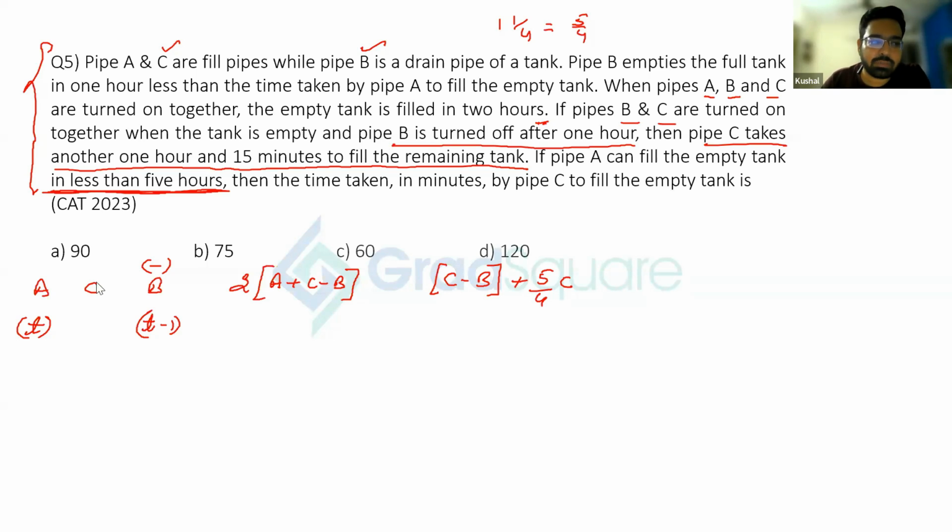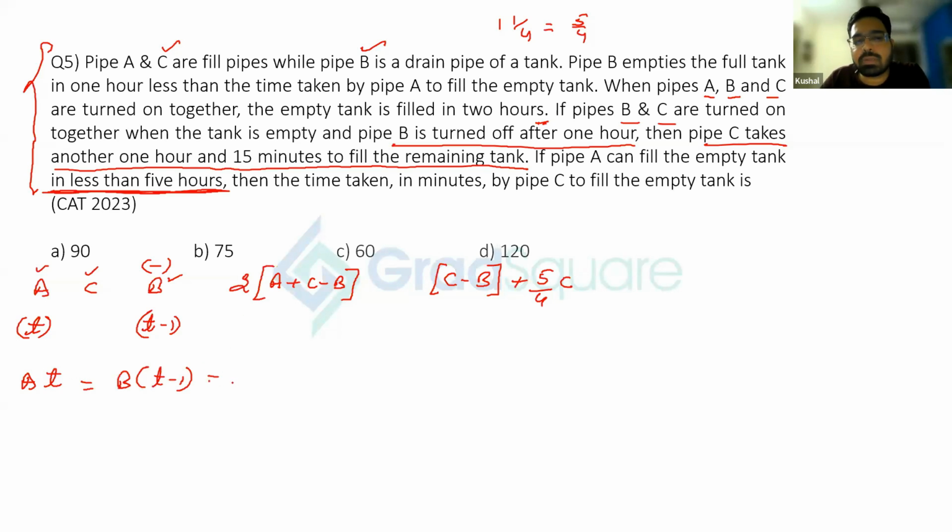Let me just frame those equations. Suppose A is the number of units of work done by pipe A in 1 hour, C is the number of units of work done by pipe C in 1 hour, and B is the number of units of work done or work removed by pipe B in 1 hour. Correct? So what is the total work? Total work can be A times T because A can fill the tank in T hours. This total work should be equal to B times (T minus 1) also because B is able to remove the entire tank in 1 hour less than A, as given in the question.